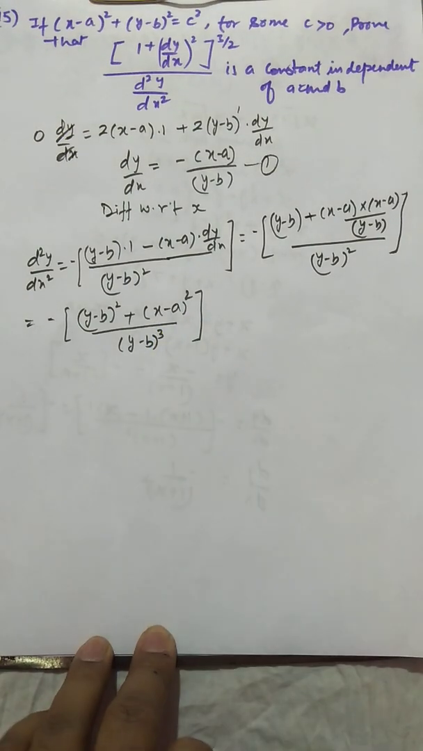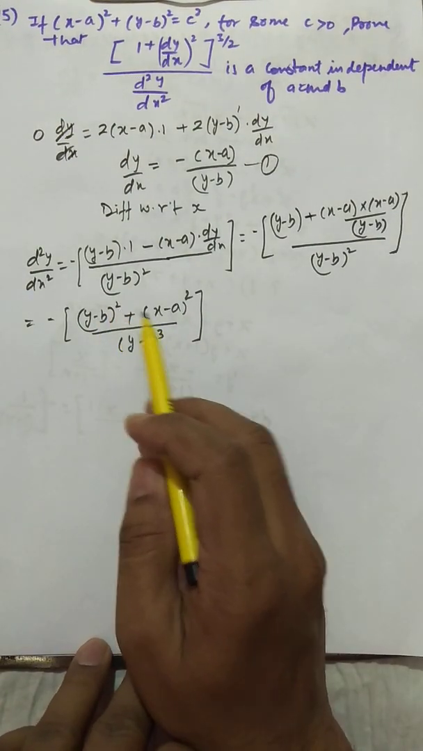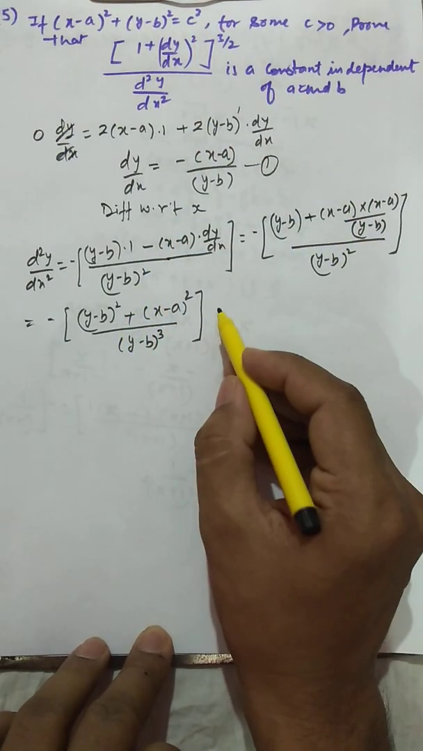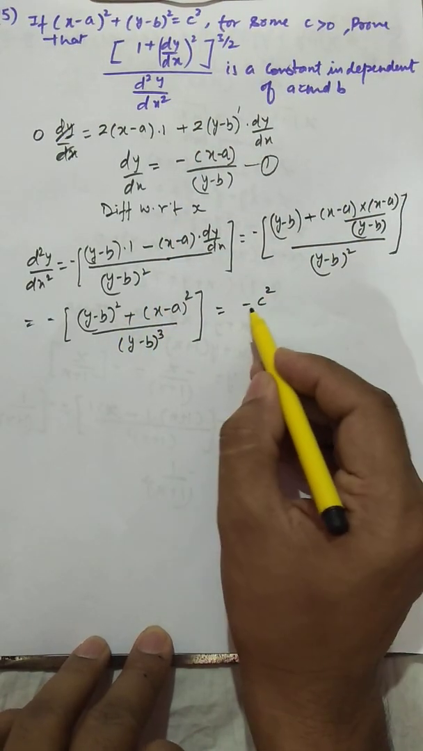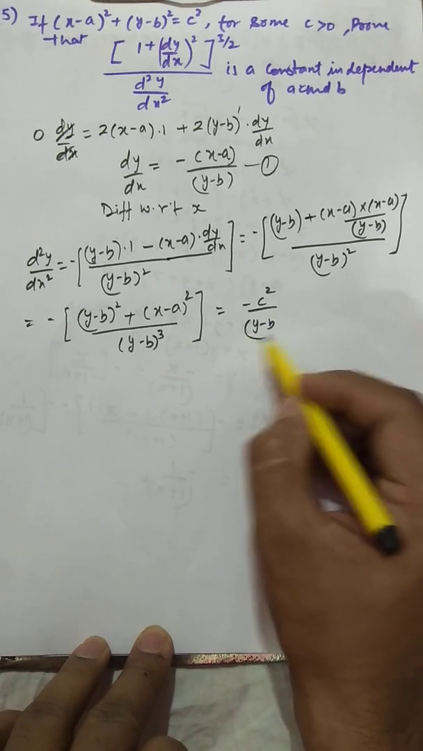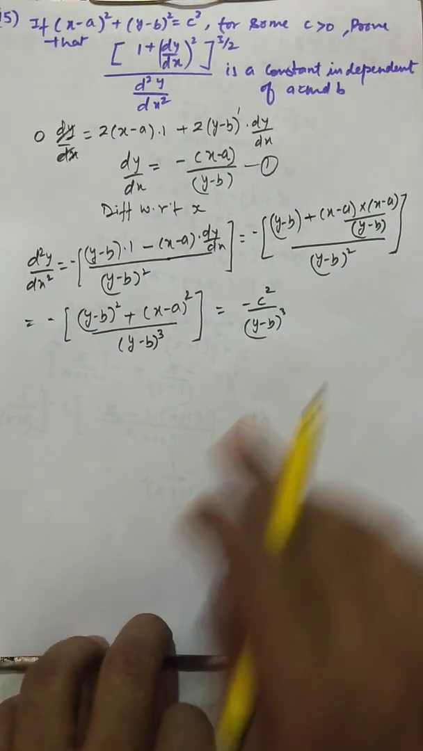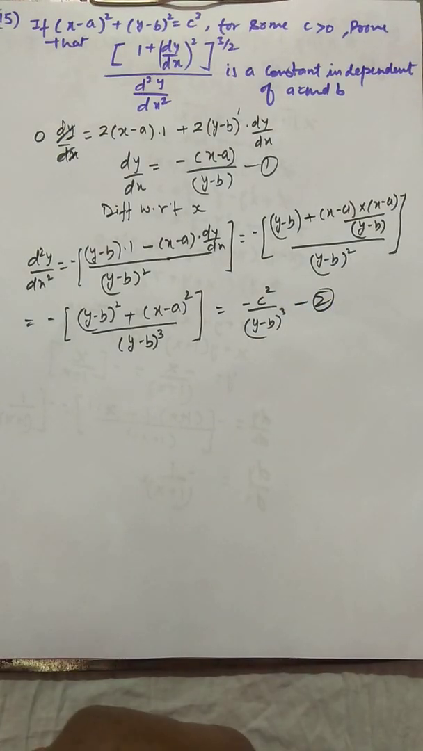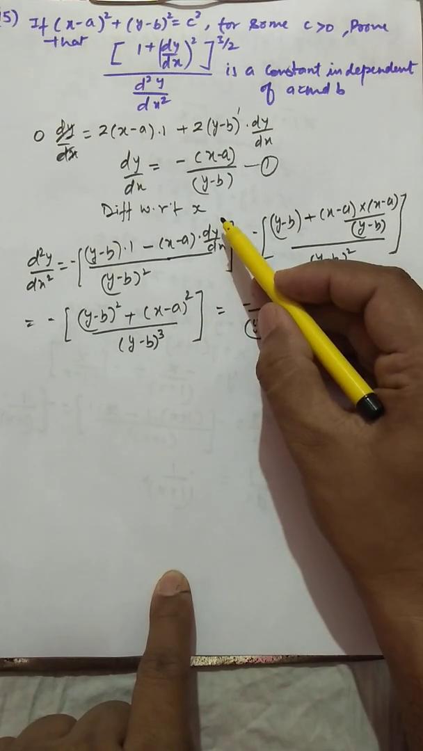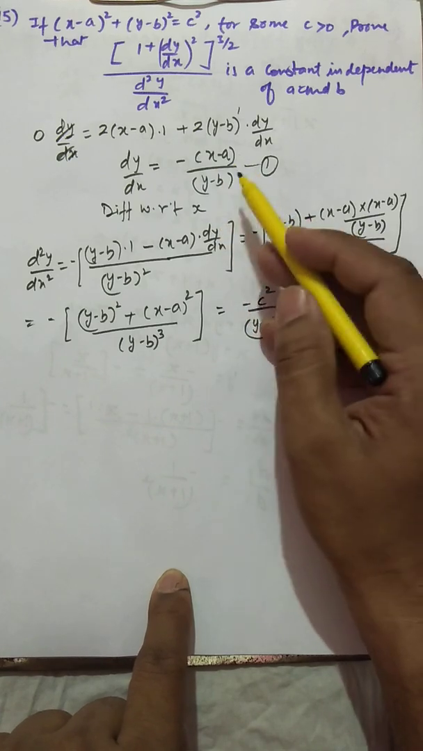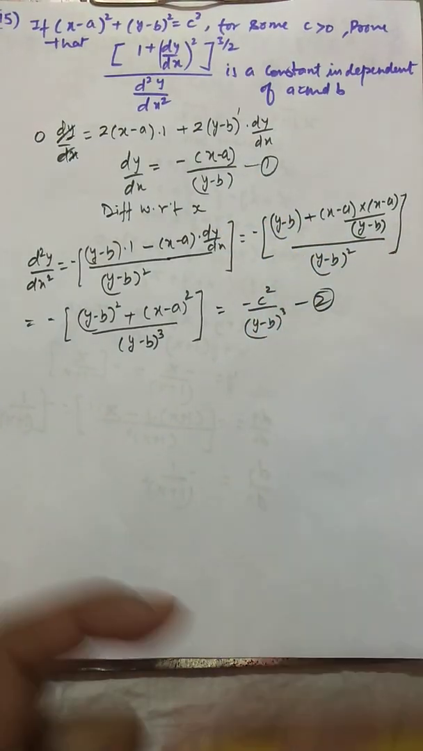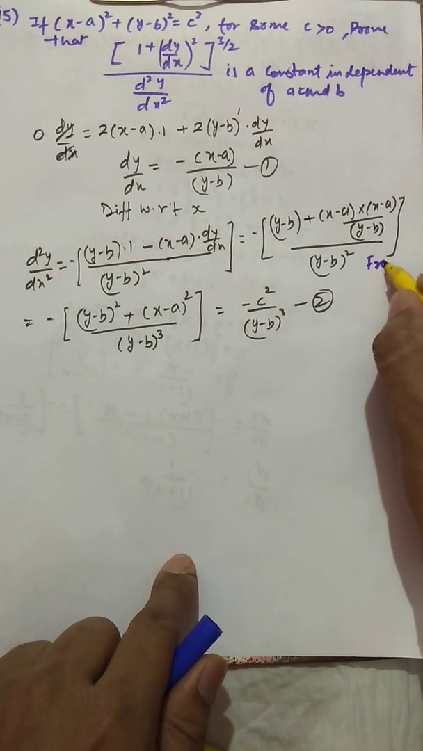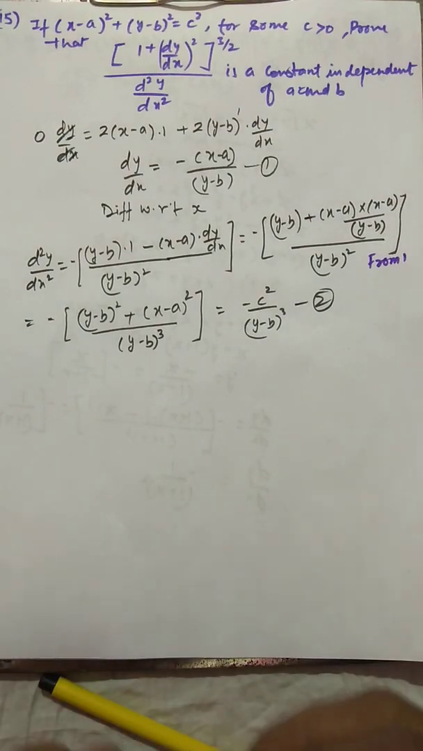But you can see that y minus b square plus x minus a square is c square, so you can substitute that c square, and this will be over y minus b whole cube. So this is your double derivative, mark this as equation number 2. Here this dy by dx we have substituted from equation 1, so somewhere you may write that this is from equation number 1.